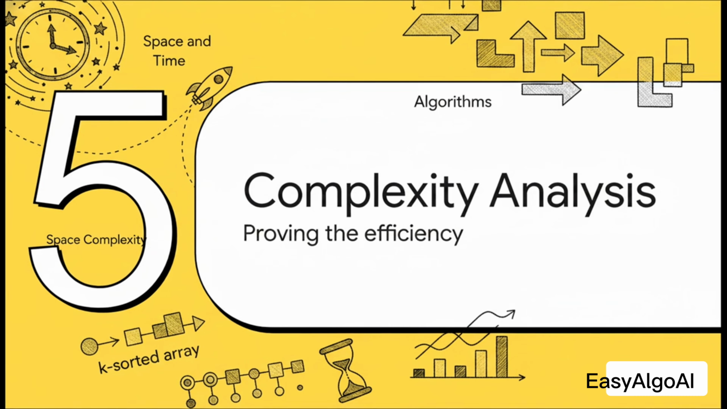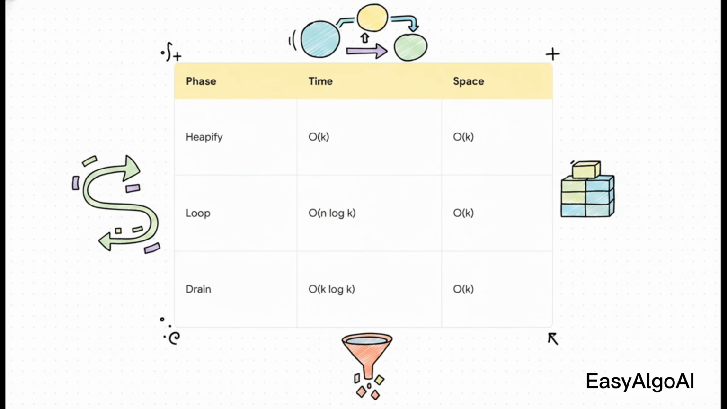Section 5. Space and time complexity. Okay, let's break down the actual math here. Creating that initial heap takes O(k) time. Then we iterate through roughly n elements. Now, because our heap never ever grows larger than k+1 elements, every single push and pop operation only costs O(log k) time. Finally, draining the heap at the very end takes O(k log k).